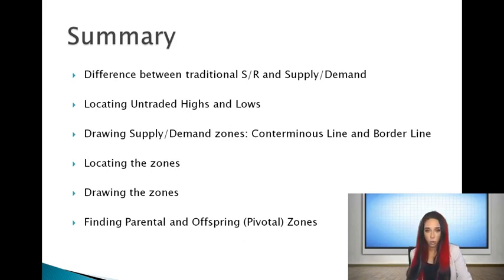For your final homework, I would like you to get any chart from anything that's already widely traded, something like Eurodollar, Aussie dollar, GBP yen, so any widely traded instrument that has plenty of liquidity. And I then want you to keep going through this process of finding untraded highs and lows, drawing the conterminous and border lines, and then marking which zones are parental, aka originating zones, and which ones are offspring zones, aka pivotal zones. And this concludes lesson number 1 on supply demand.